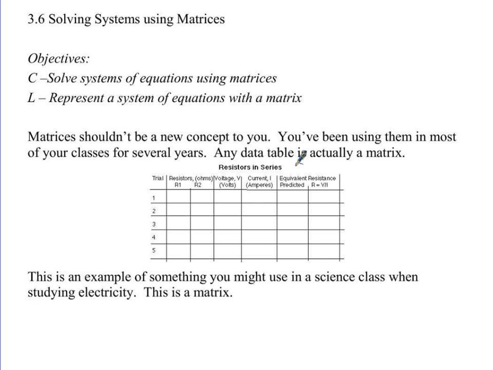Any data table is actually a matrix. This table right here is a matrix. Anytime you use a spreadsheet, you are creating a matrix. Anytime you make a data table to graph a function, you are using a matrix. This happens to be called resistors in series. This would be something that you might see in a science class, earth science or something like that, physics. Some of you, maybe in science classes in 8th grade, would see a table like this. Basically, you're just recording data. It's an example of something that is a matrix. And that's what we're working with in this section.